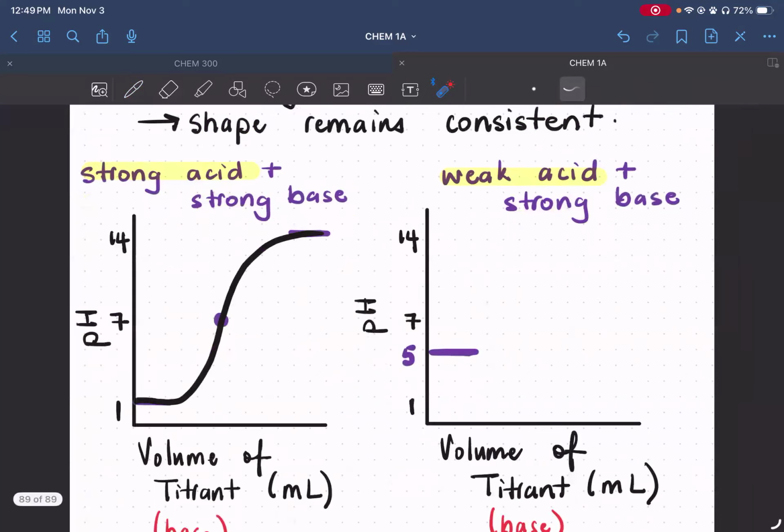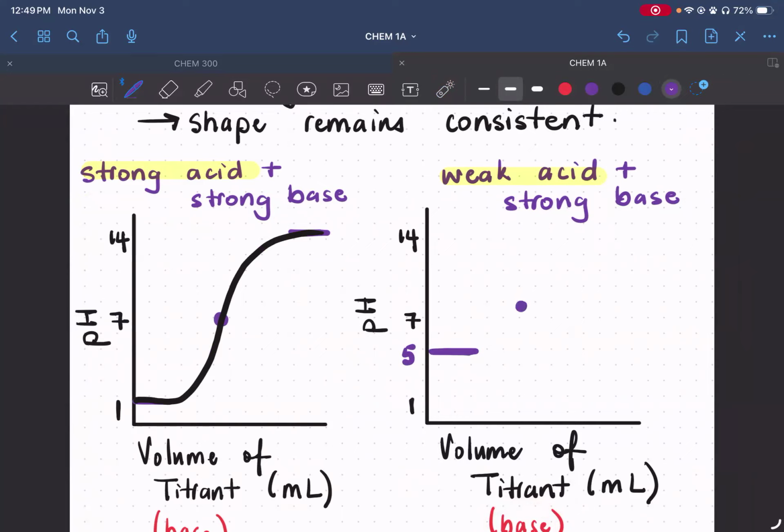As we continue adding our base, that color change, of course, happens around 7. It doesn't need to be perfectly 7. It could be a little bit higher, maybe 7.1, but around 7. And of course, as we continue adding base, we get incredibly basic. 14.